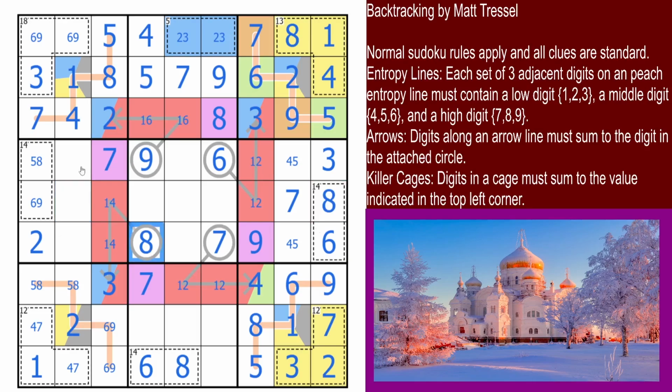Sorry, 8, 8. Oh, 8 could be one of these two. Sorry. What am I doing? Now I'm panicking, I think. Okay. These two. 1, 6. 1, 2, 6, right?